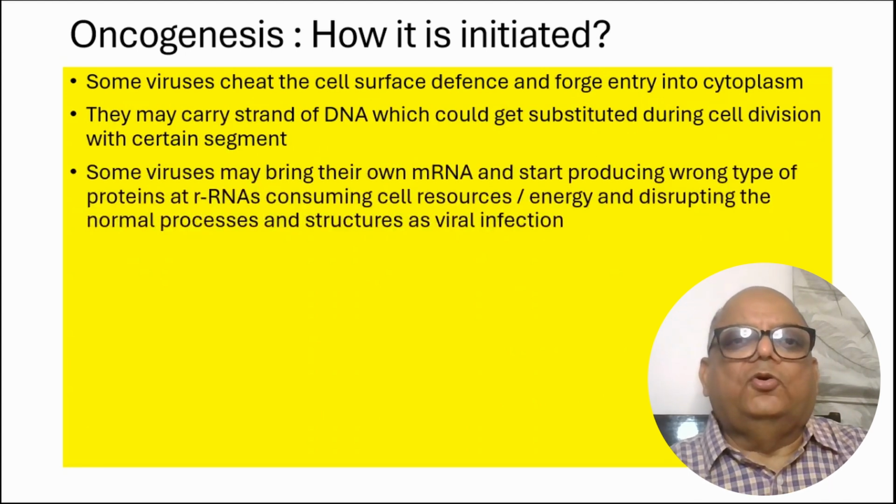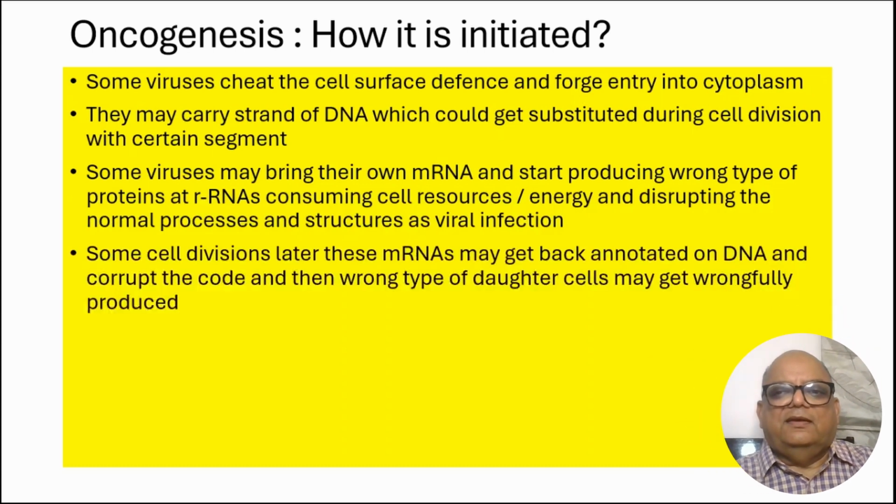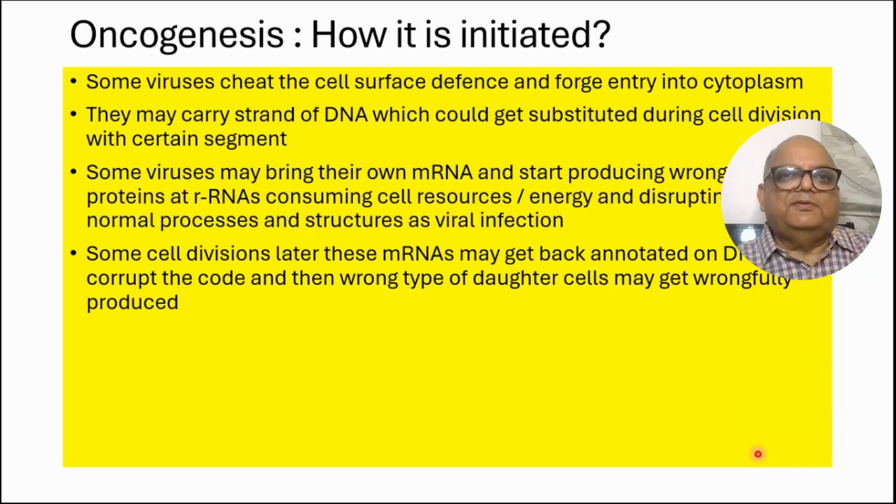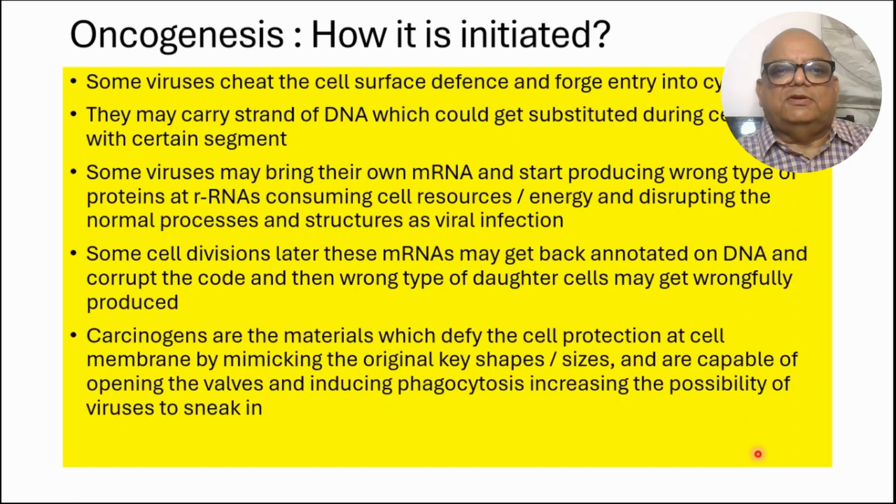So some viruses may bring their own mRNA and start producing wrong type of proteins at rRNA, consuming the cell resources, energy, and disrupting the normal processes. But still, they are harming only the cell which they are directly attacking. And some cell divisions later, these mRNAs may get back annotated on DNA, and then they corrupt the genetic code, and then the wrong type of daughter cells may get wrongfully produced. So that is the root cause of oncogenesis.